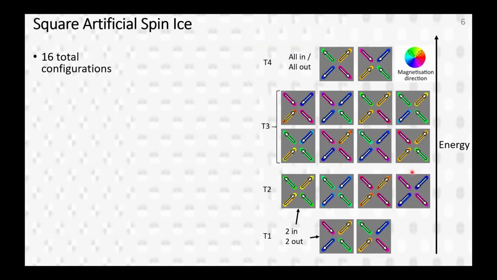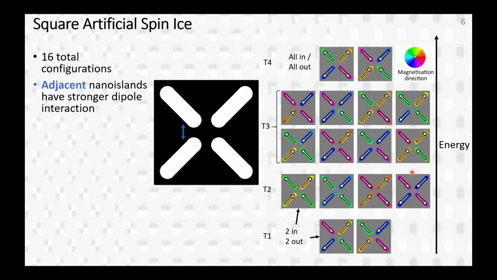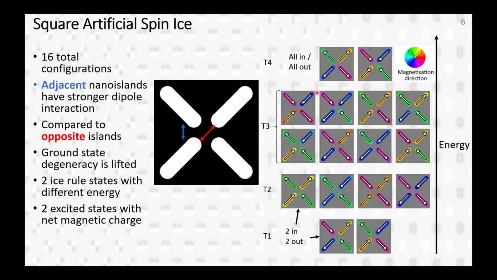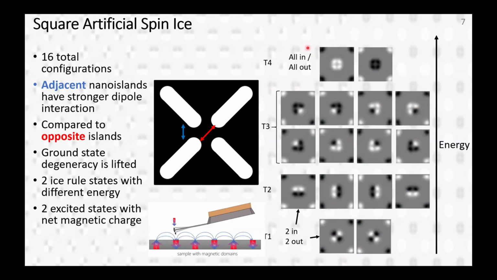In the square artificial spin ice, there are 16 total configurations. However, because the adjacent islands are closer to each other than the opposite ones, they have a stronger dipole interaction. And this means that the ground state is actually split into two different energies. So you have this type 2 state, which is a slightly higher energy than the type 1 state. Then you have the excited states, the type 3 and the type 4.